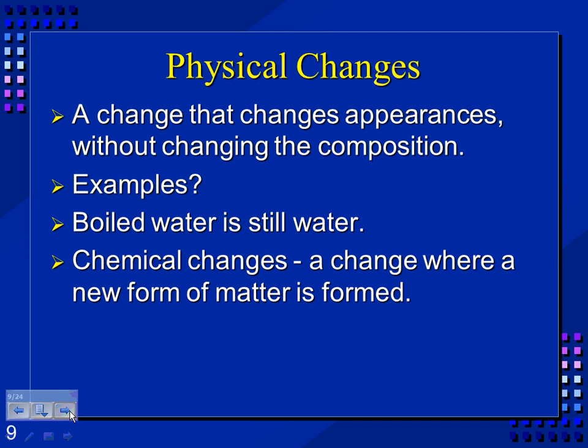A chemical change, that's when you are actually going to form a new substance. So if I take water and run an electric current into it, then it will separate into hydrogen and oxygen. So I have made a chemical change. I have made a new substance. It's no longer water. It is now separated hydrogen gas and oxygen gas.